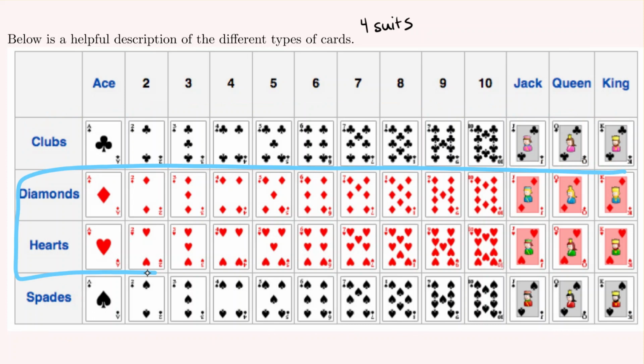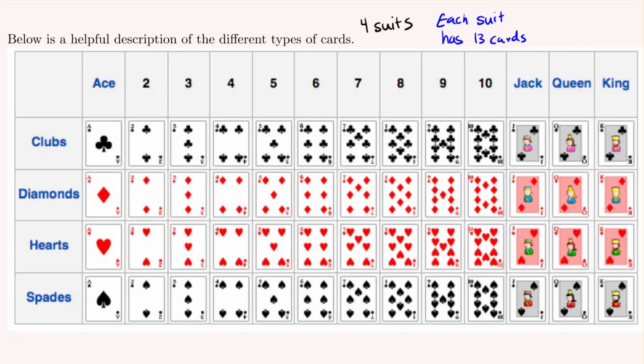2 suits that are red colored, diamonds and hearts. And this is important because sometimes a problem will say from the red cards, sometimes from the black cards. Now each suit has 13 cards. So let's count the number of clubs. 1, 2, 3, 4, 5, 6, 7, 8, 9, 10, 11, 12, 13. So every suit has the same 13 cards, just with a different symbol attached to them.